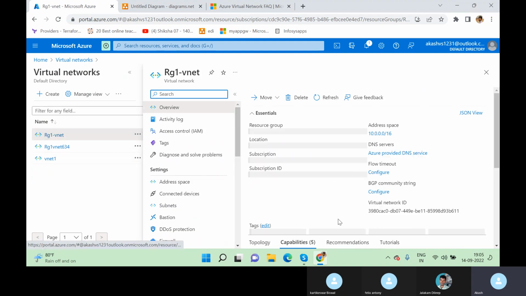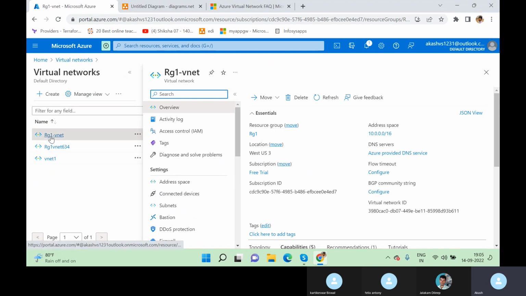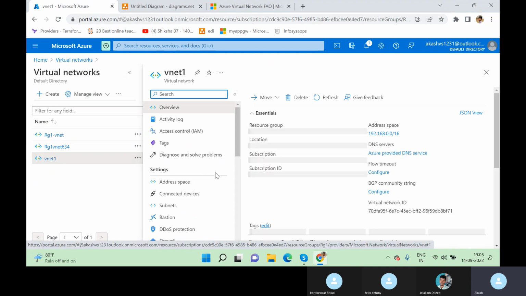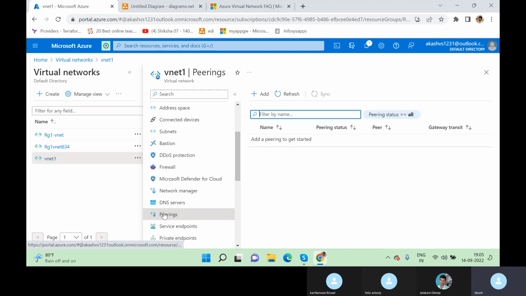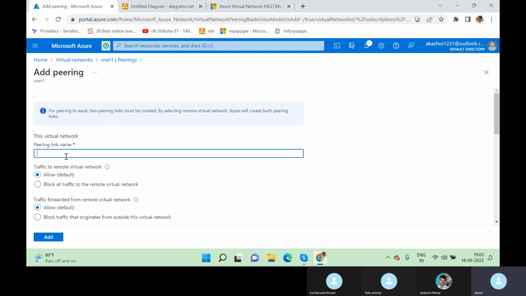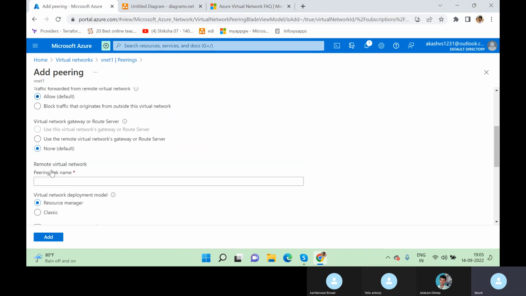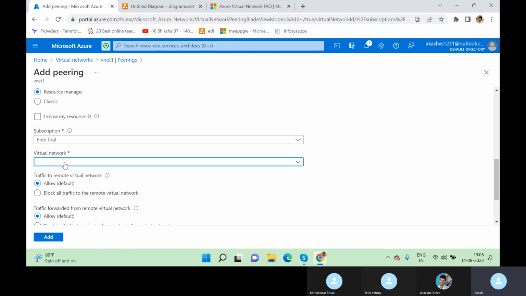Okay, so we are going to peer these two: RG1 VNet, which is having an address space of 10.0.0.0/16, and VNet 1. I will show you how to do that. Go to peerings, click on add, give the name, peering 1. Click on allow. And what is the peering link name? My peering 1.